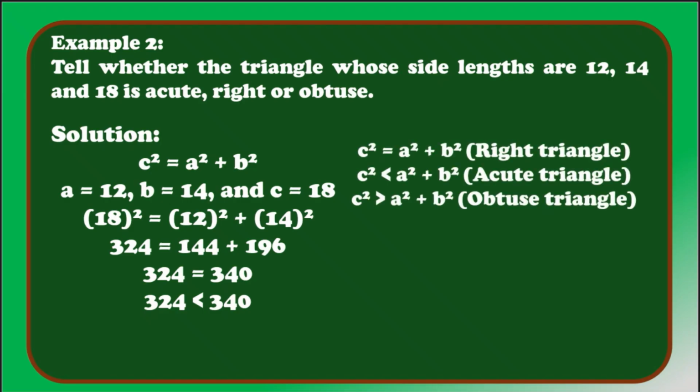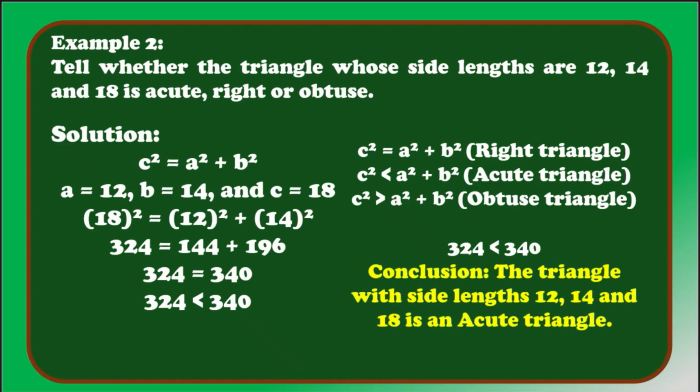Based on the guide, if 324 is less than 340, therefore the conclusion is the triangle with side lengths 12, 14, and 18 is an acute triangle. And that is all.